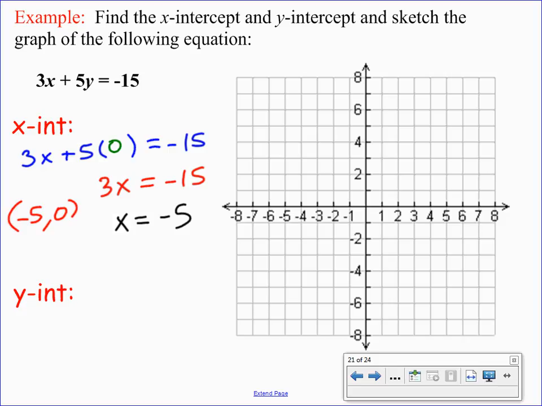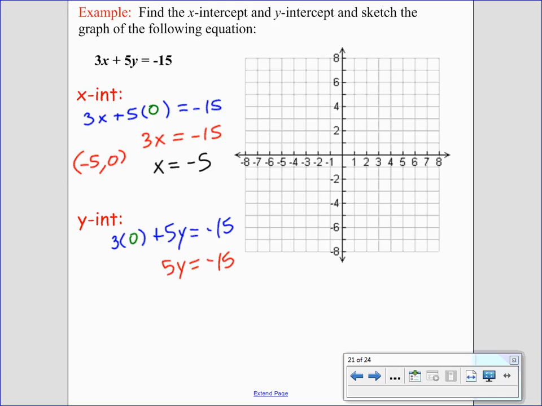Raise your hand if you have negative 5, 0 for the x-intercept. X-intercept, woohoo! For the y-intercept, I'll use the same strategy, but this time I'll plug in 0 for x and solve for y. What happens to the x term after substituting in 0 for x? It disappears, and I'm left with the baby equation 5y equals negative 15. Solving for y gives me y equals negative 3, and we'll box my answer as a point 0, y, so I get 0, negative 3.